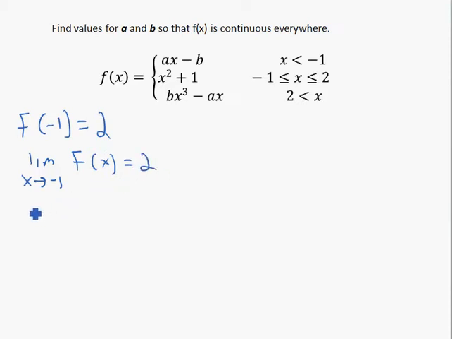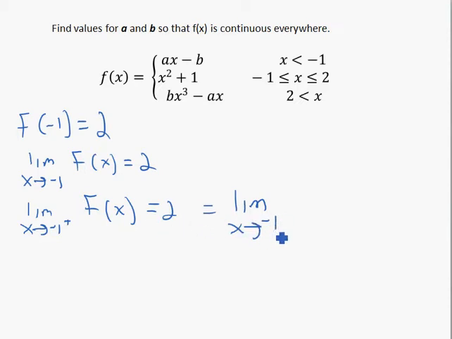Well, that means the right-hand limit has to equal 2. And it also means the left-hand limit as x goes to -1 from the left of f of x also has to equal 2. Both have to be 2. Well, we can calculate the limit as x goes to -1 from the right. That means we're on this part of the function, x squared plus 1, and as x is headed to -1, this thing's headed to 2. So this already happens. 2 equals 2. No problem.